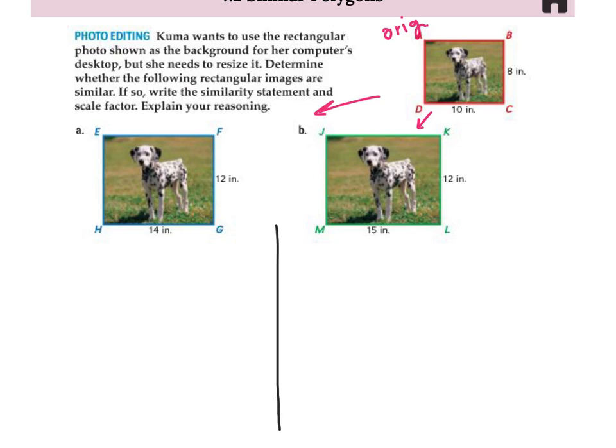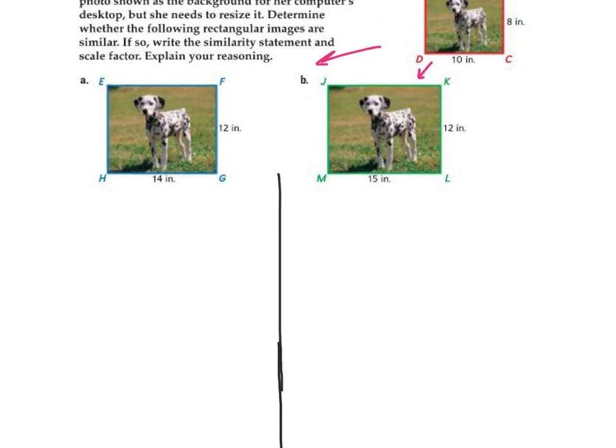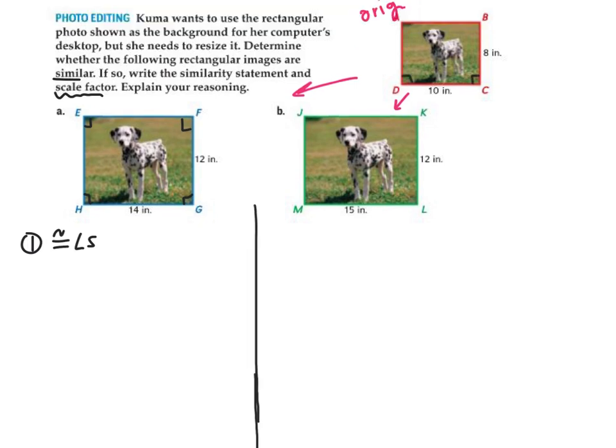Since we have two different images, okay, I'm going to draw a line down the middle so that we can focus on one at a time. So we were asked to determine if they were similar, and in order to do that, we have to find a scale factor. So first, in order to determine similarity, remember, similar polygons have congruent angles, okay? First and foremost, always check your angles first. We know that rectangles have 90-degree angles in each corner. This goes for all rectangles, okay?